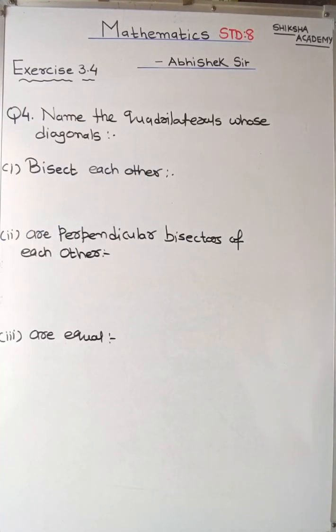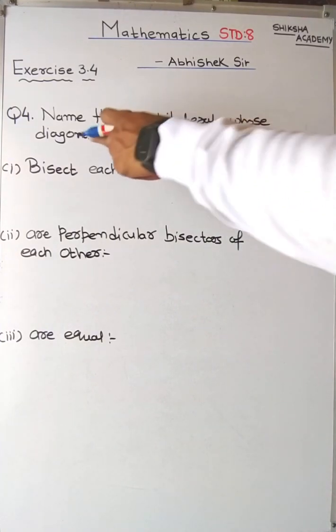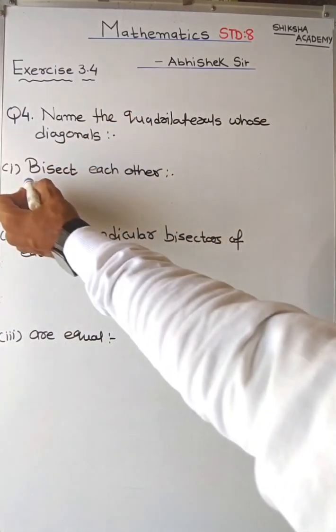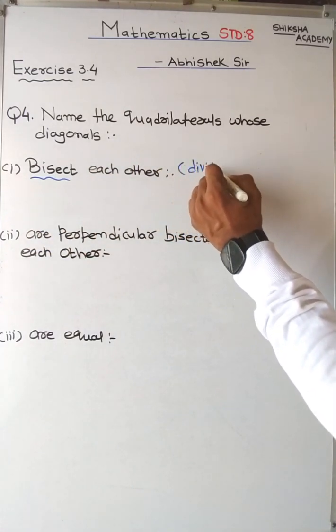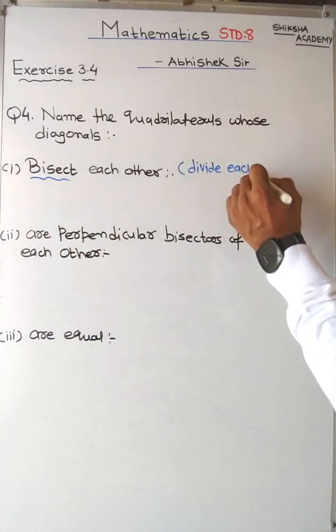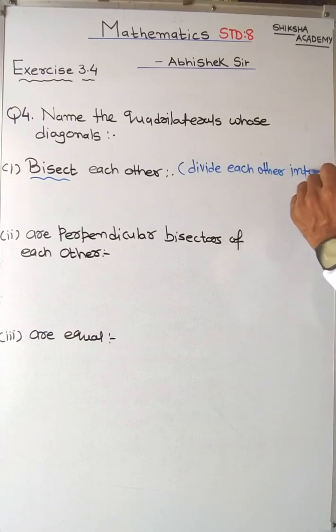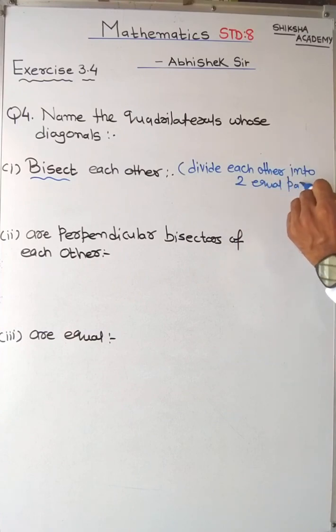Now the next question is, we have to write only the names of the quadrilaterals whose diagonals bisect each other. Now only bisect each other means they divide each other into 2 equal parts. Clear?